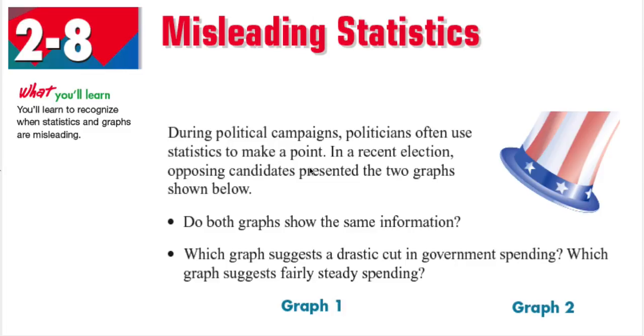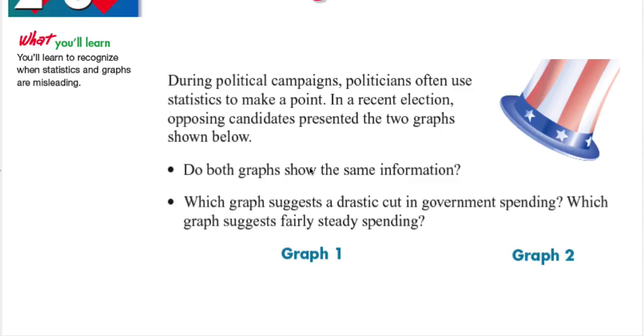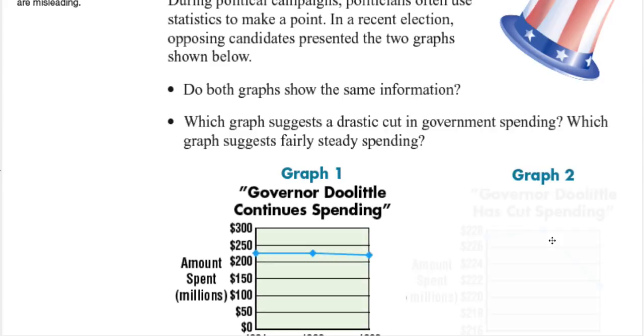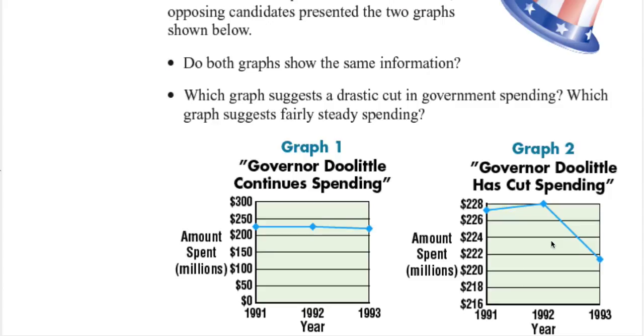Misleading Statistics. In this lesson, you learn to recognize when statistics and graphs are misleading. Let's take a look at this example. During political campaigns, politicians often use statistics to make a point. In a recent election, opposing candidates presented the two graphs shown below. You have graph 1, which looks something like this, and graph 2, which looks something like this.